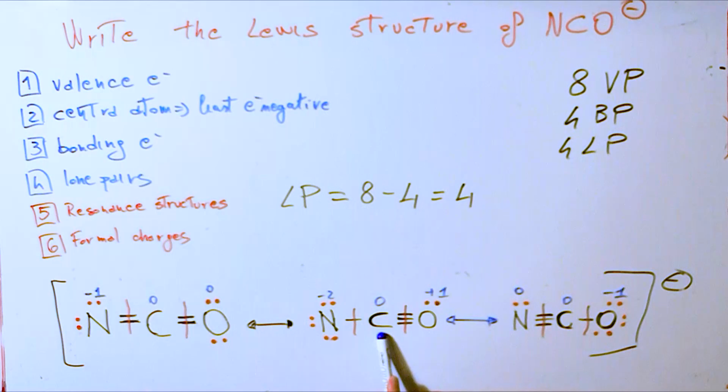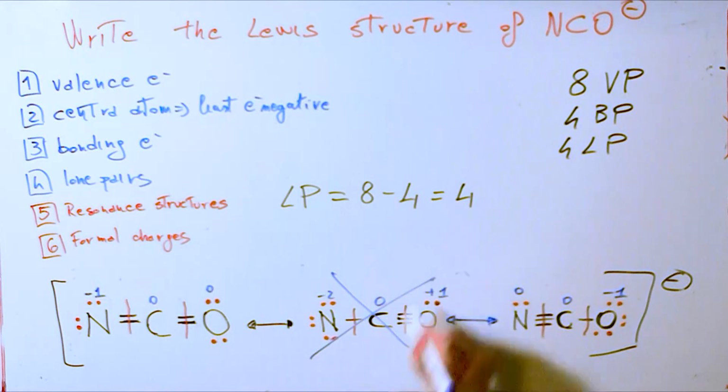This structure has 0 on carbon, which is okay, -2 on nitrogen, yeah, it can be, because nitrogen is anyway a non-metal. But +1 on oxygen cannot be stable, because oxygen is a non-metal, an electronegative element, and a positive charge makes these things not stable. This means we can rule out this one.